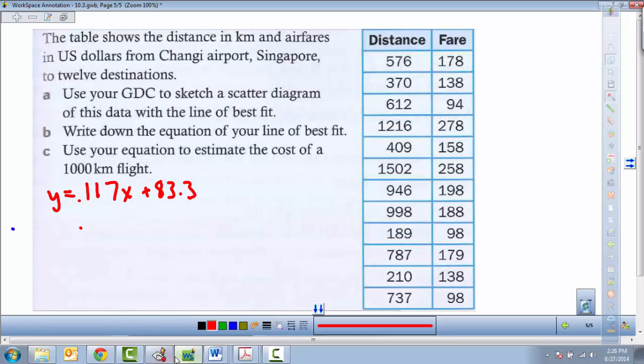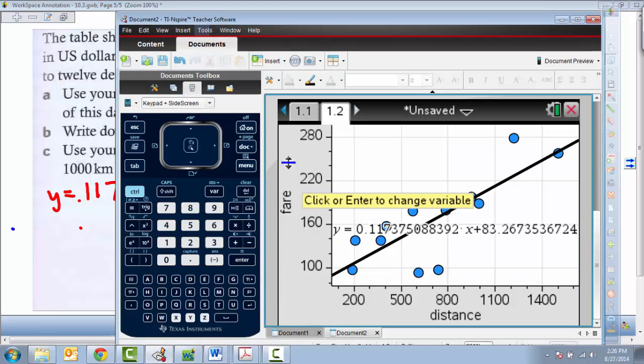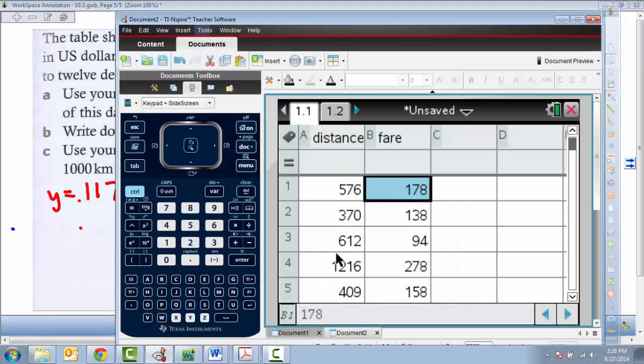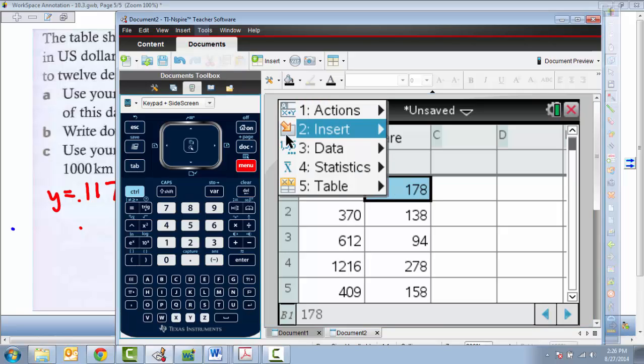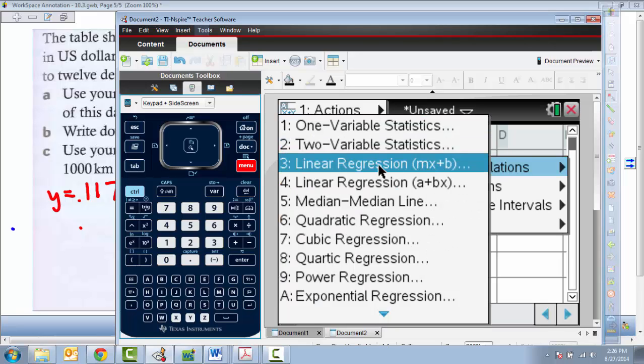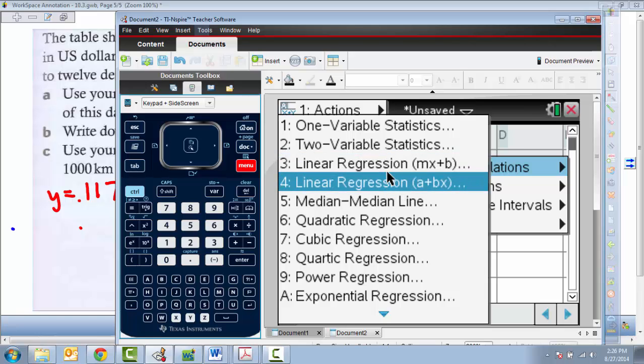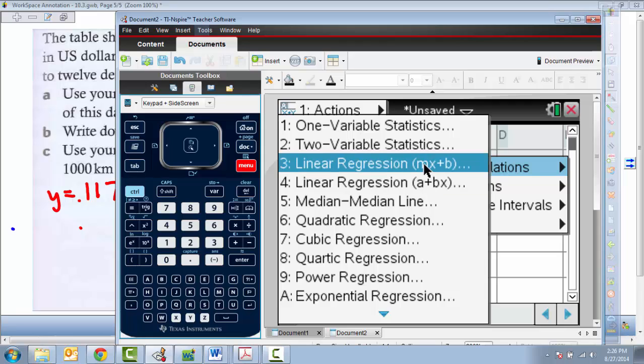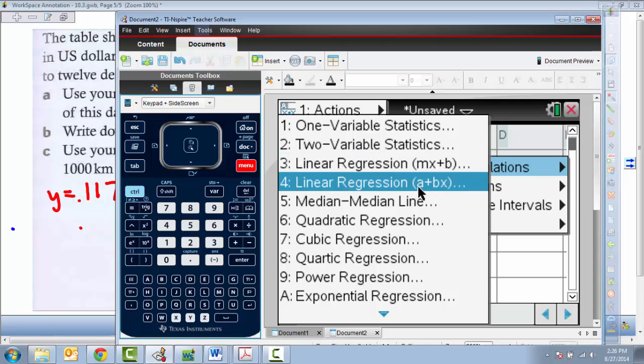Now, let me show you another way that you can get there. You don't have to make the graph for it. If I come back to my table and go to menu, let's go to statistics, our good friend statistics. Now we want to do some stat calculations, and oh look, choice 3 is a linear regression. Just as a point of interest, both of these do the same thing, just notice there are different names for the slope and the y-intercept. This number 3, slope is called m, y-intercept is called b. This one, slope is called b and y-intercept is called a.